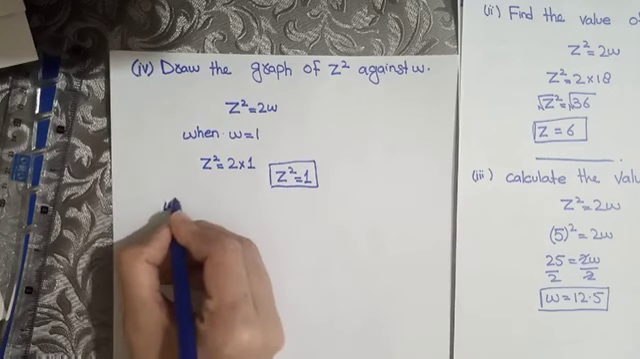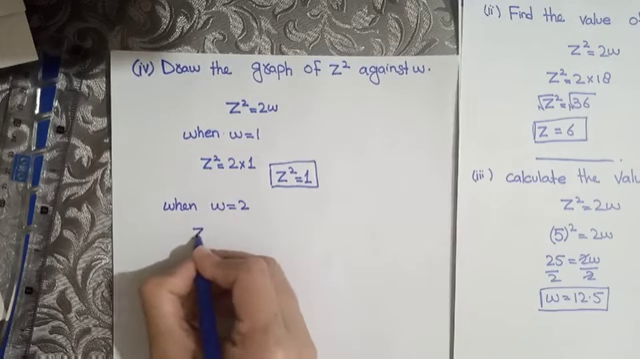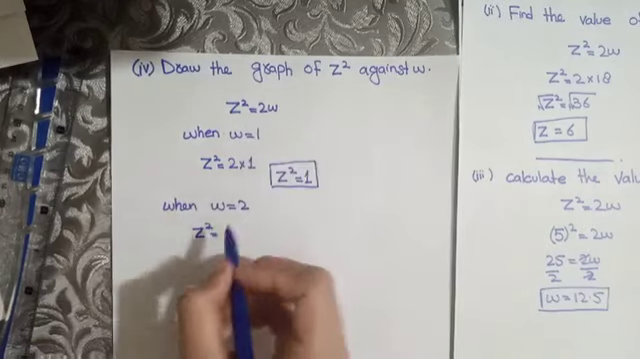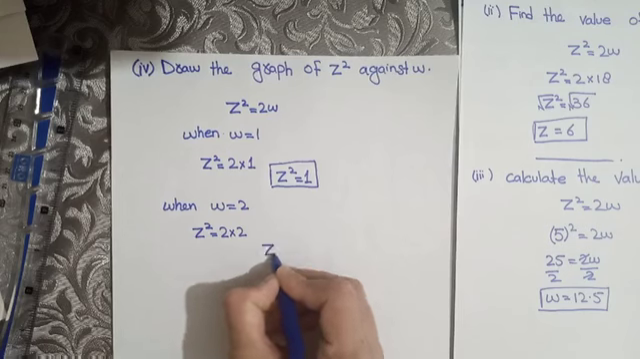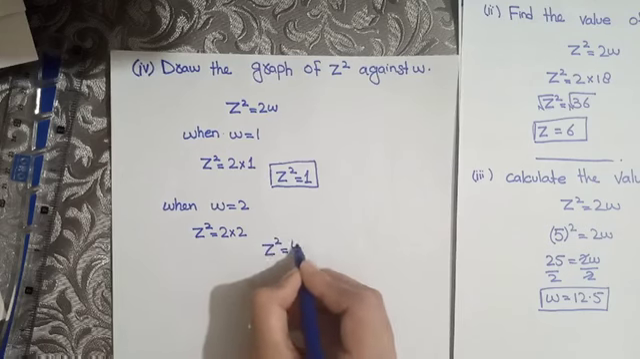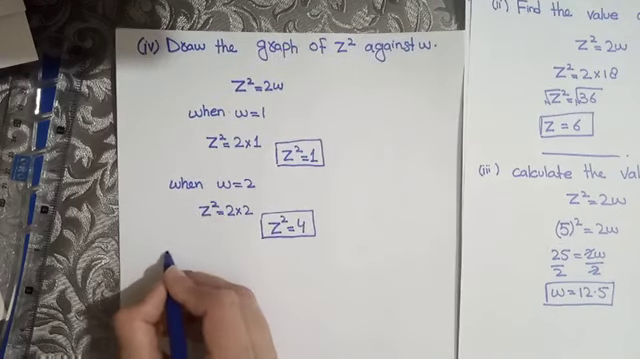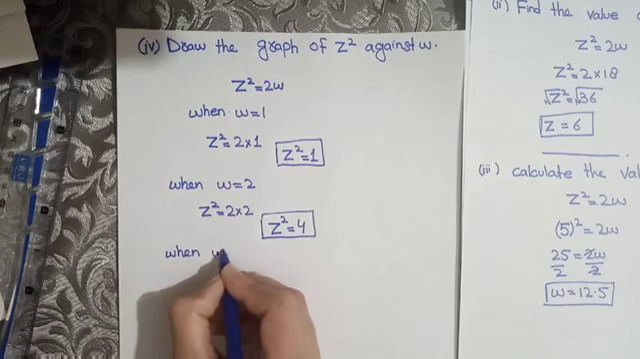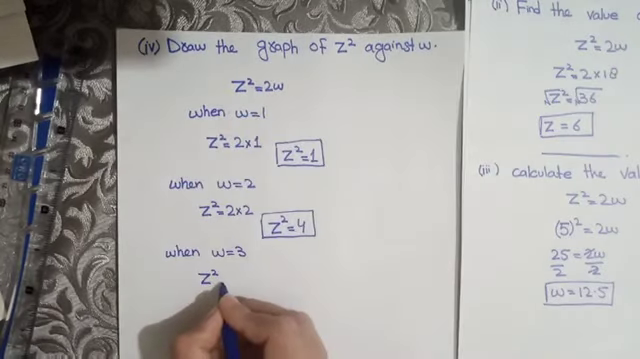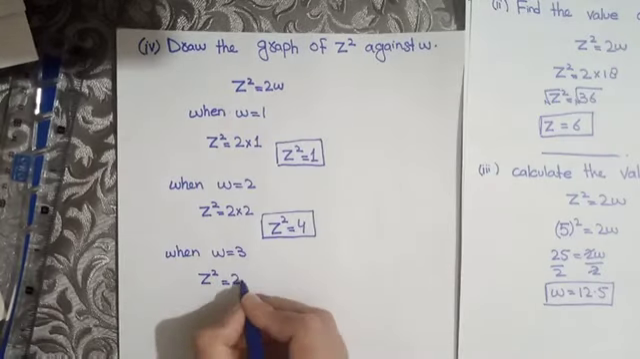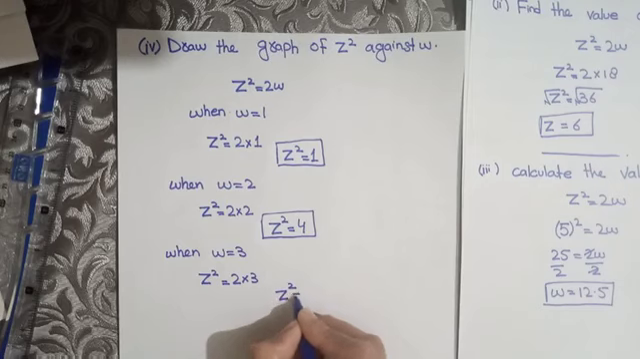When w is equal to 2, z square is equal to 2 times 2. 2 2s are 4, so z square is equal to 4. When w is equal to 3, putting the value of w in that equation, 2 times 3, 2 3s are 6, so z square is equal to 6.